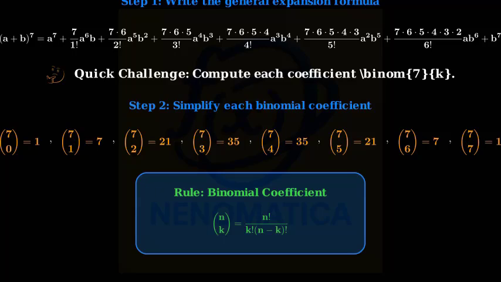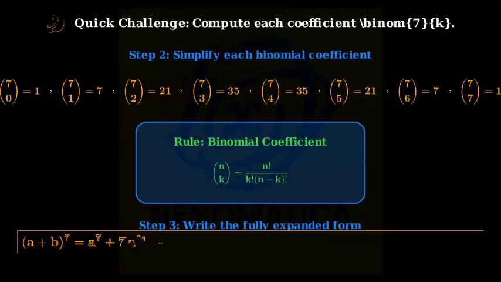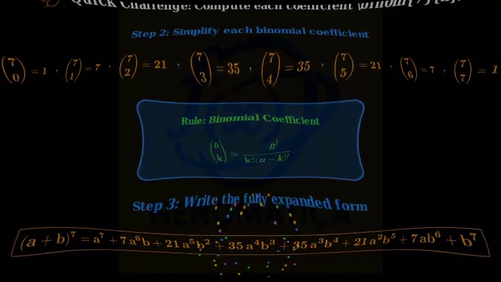Step 3. Write the fully expanded form. We will place the step title. Then we show the complete expansion. The numeric coefficients that changed from the previous step will be shown in orange, and the final answer will be emphasized in green. Finally, we celebrate the completed expansion.